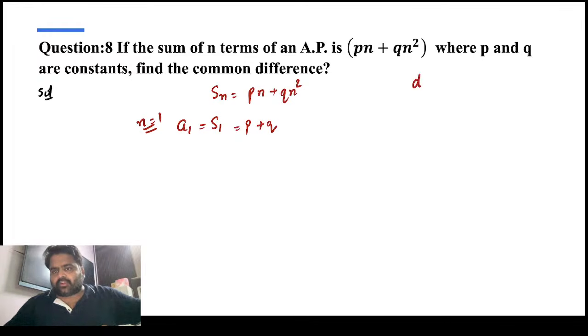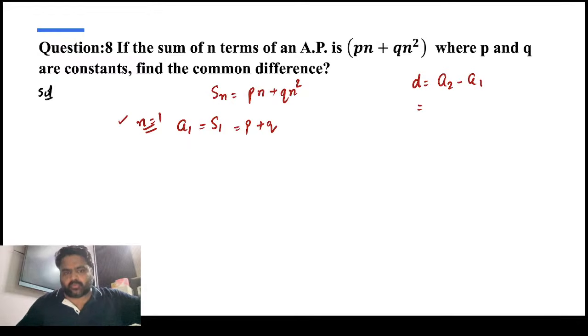So how to calculate the common difference? This is A2 minus A1. We need to calculate the value of A2 and the value of A1. The A1 we know. Now, if we put n equal to 2, then S2 is equal to 2p plus 4q square.